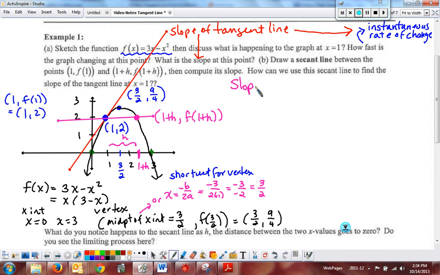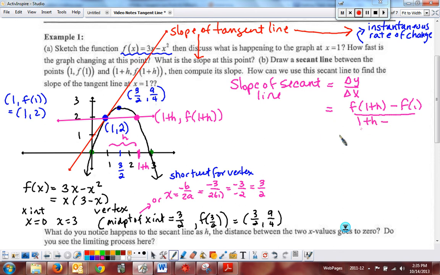So the slope of your secant line, which of course is your change in y over your change in x. For this problem, your y-coordinate over here is f of 1 plus h, and your y-coordinate for this point was 2, which was really f of 1, we'll go ahead and leave it there, all over our 1 plus h minus the x-coordinate here, 1. I'm going to simplify a little bit: f of 1 plus h minus 2 all over h. So that would be a formula for the slope of the secant line.